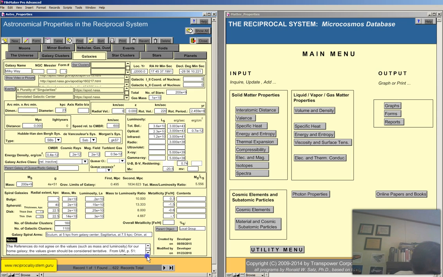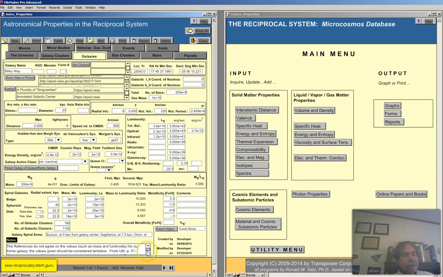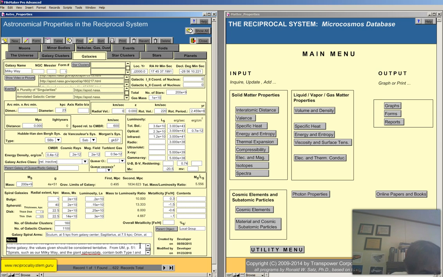It's a little bit lengthy here. Well, let me just read it and see. I think it's probably pretty helpful. References do not agree on the values such as mass and luminosity for our home galaxy. The values given should be considered tentative. So, I showed you all the references, over 70 references.